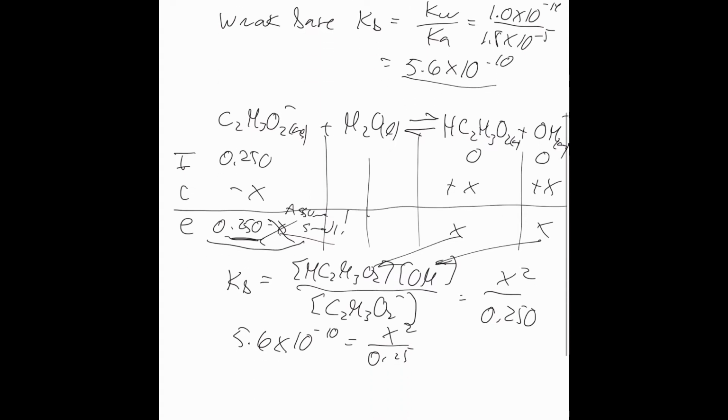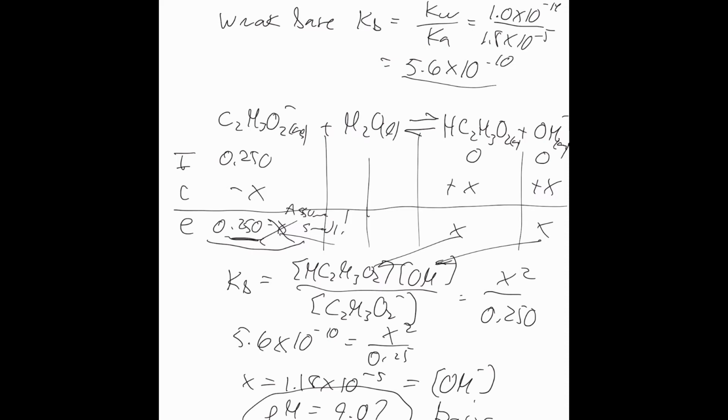We have a quadratic that's fairly easy to solve, which I get x equals 1.18 times 10 to the minus 5. That's our OH minus concentration, and we convert that to a pH through pOH, and we get 9.07. Notice it's basic.